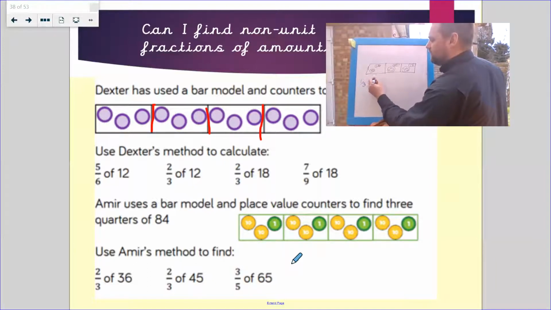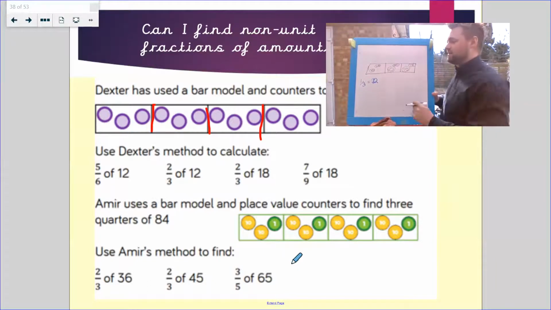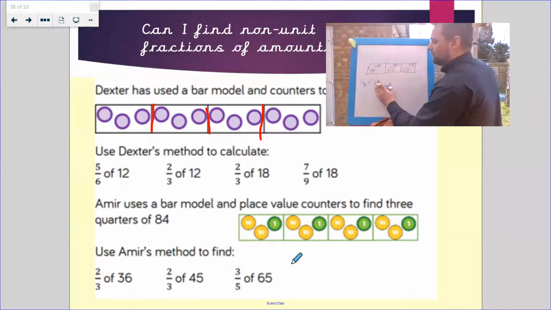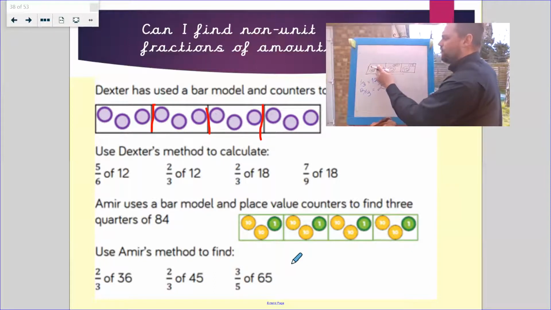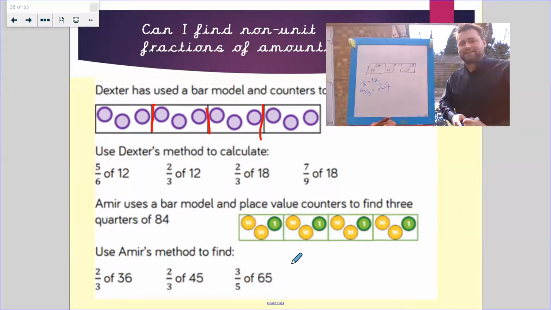We need to know what 2/3 are. So how many 10s have we got? We've got 2 lots of 10. And how many 1s have we got? We've got 4. So 2/3 of 36 is 24. Give it a go, pause the video, and let's see how well you've done.